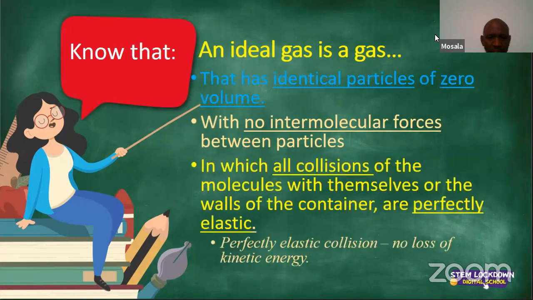Right. And then in all collisions of molecules with themselves or with the walls of the container, there's no kinetic energy that is lost. We are saying that the collisions are perfectly elastic. So all the collisions of molecules with themselves or with the walls of the container are perfectly elastic. What do we mean by perfectly elastic? We simply mean that there's no loss of kinetic energy during these collisions.